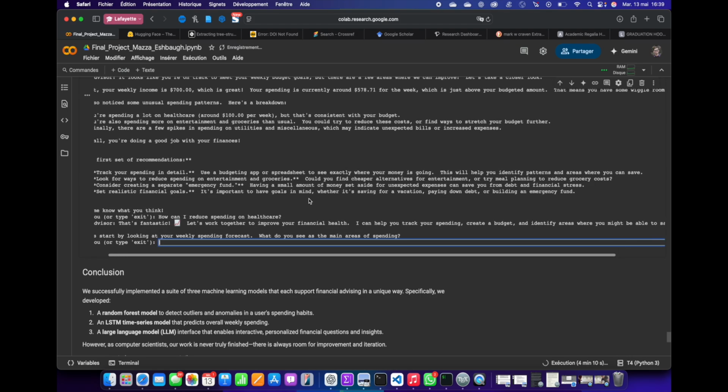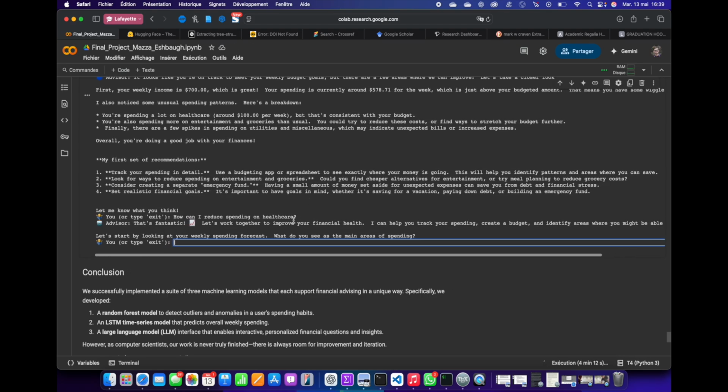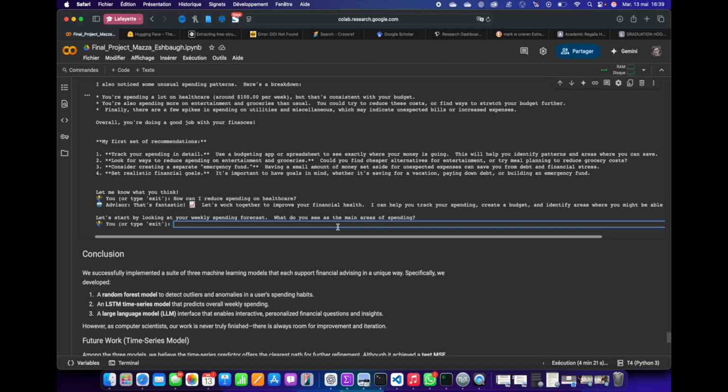So for this example, it didn't exactly understand what I meant by health. It thought I meant financial health. So this is one example of the model struggling to understand our request. So I'm going to ask it more about the entertainment category here to see if it'll get a better response.